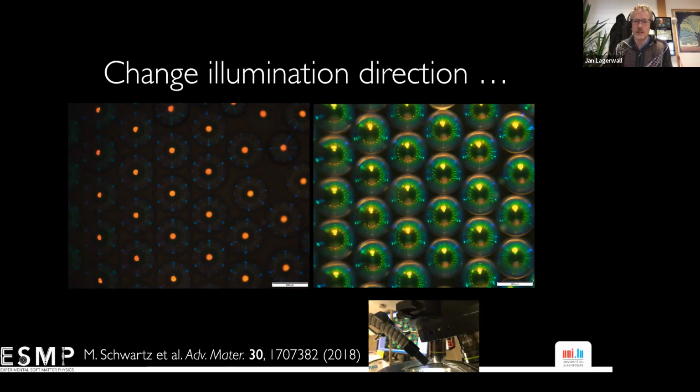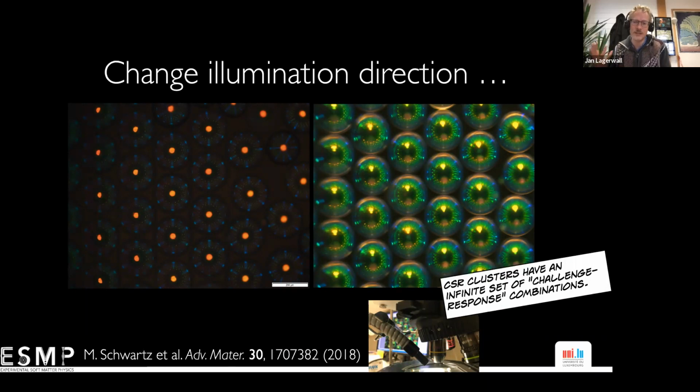The colors change. The main spot is not in the center anymore, but it's a little bit shifted upwards. We get new communication patterns and so on. So it's very sensitive to how you illuminate it.